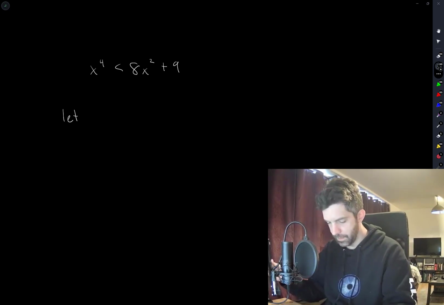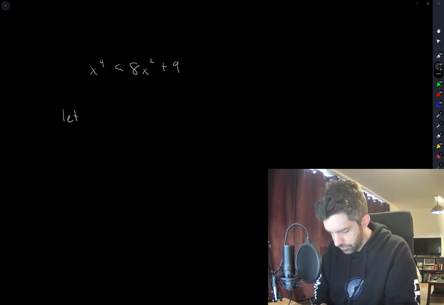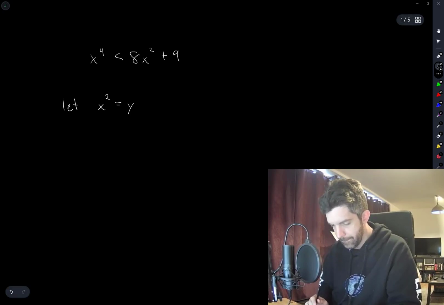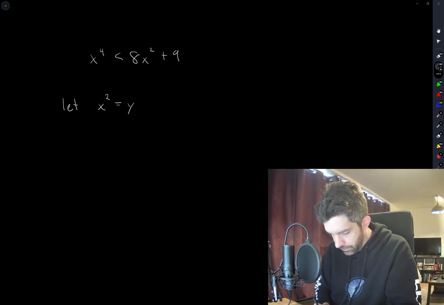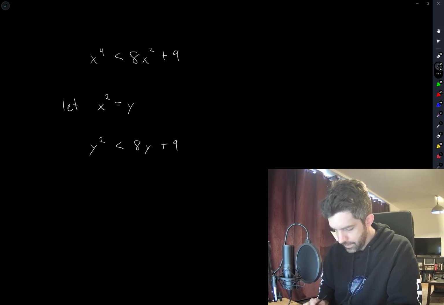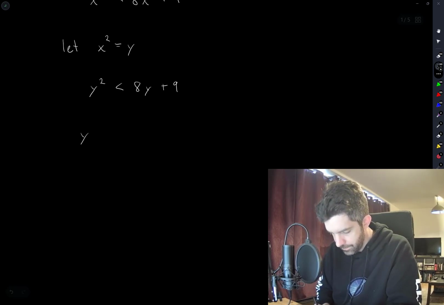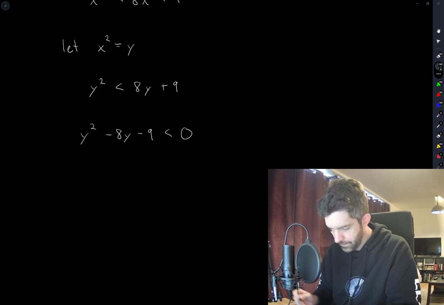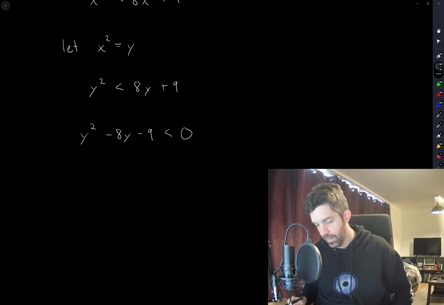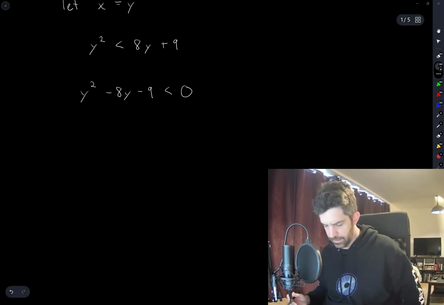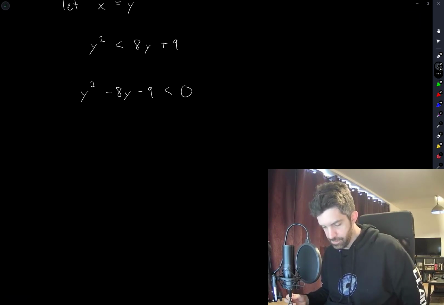So like I said, I'm going to let x squared be equal to y. So this is the same as y squared is less than 8y plus 9. And if I rearrange, I have y squared minus 8y minus 9 is less than 0. This thing probably factors.